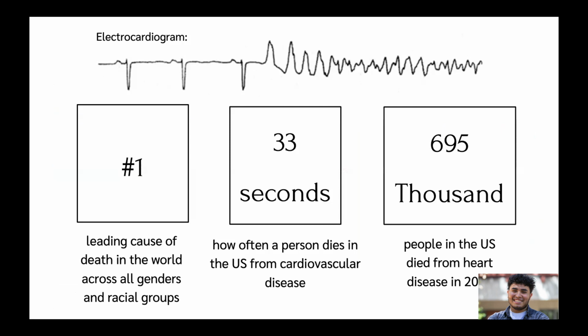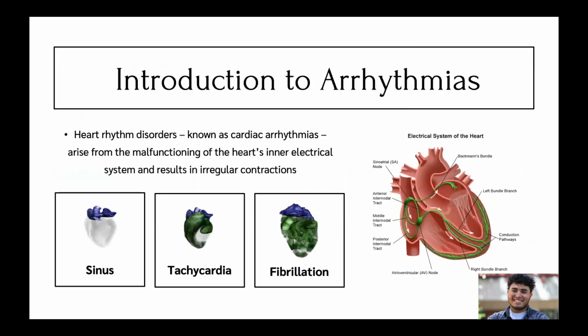So some quick facts about cardiovascular diseases: they are the number one leading cause of death in the world, and every 33 seconds, somebody in the US dies from it. In 2021, it was approximated that around 695,000 people died from cardiovascular diseases alone.